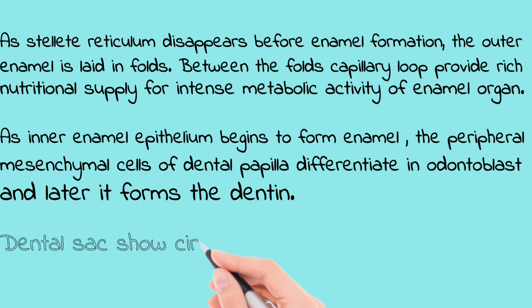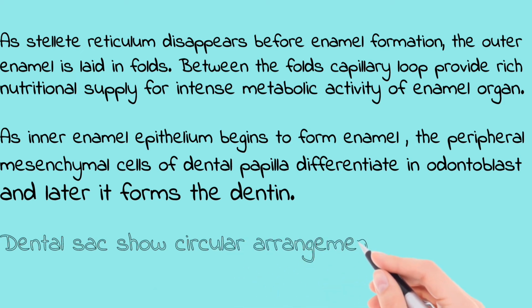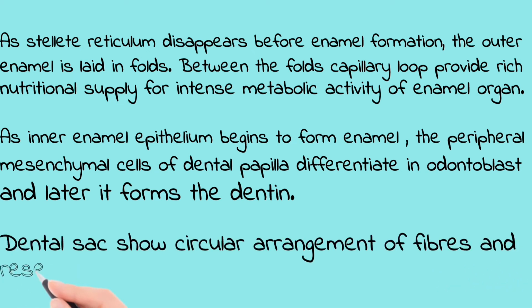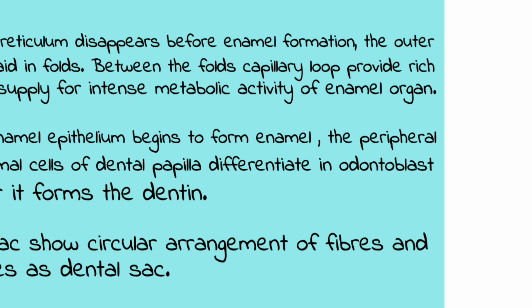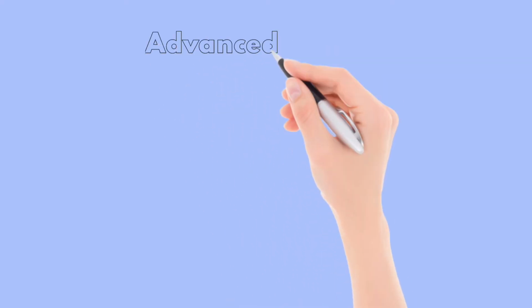We'll study this in the upcoming lectures, that is in the periodontal ligament lecture. So let's see that the dental sac shows the circular arrangement of fibers and it resembles a capsule. Next, let's move on to the next slide and study the next topic, that is the advanced bell stage.